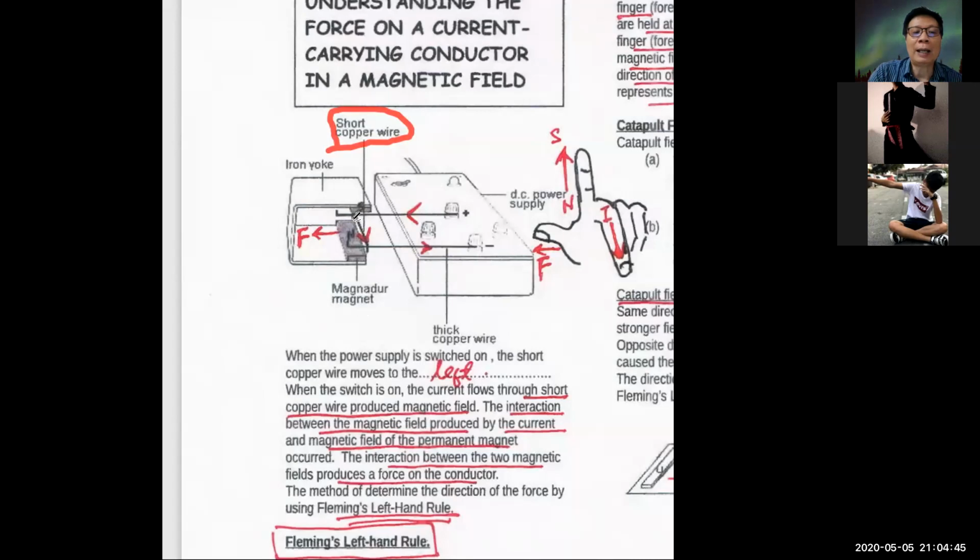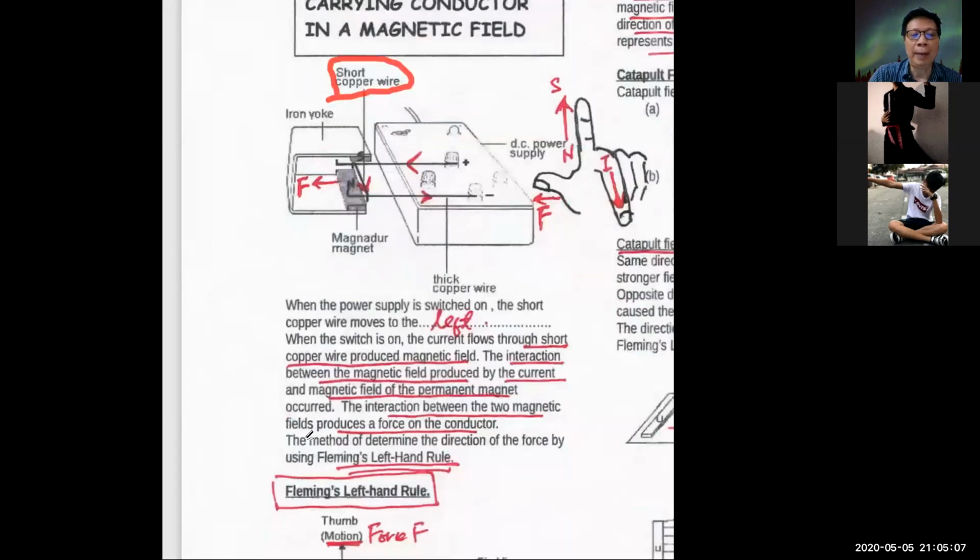When you allow current to flow through a magnetic field, the magnetic field from the current and the magnetic field from the permanent magnet interact. The interaction produces a force. Okay, now the method to determine the direction of the force is Fleming's left-hand rule.